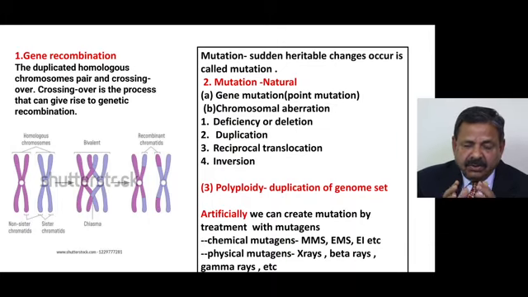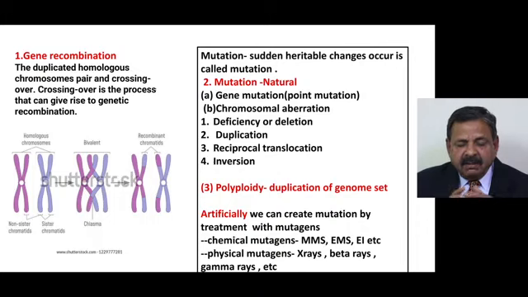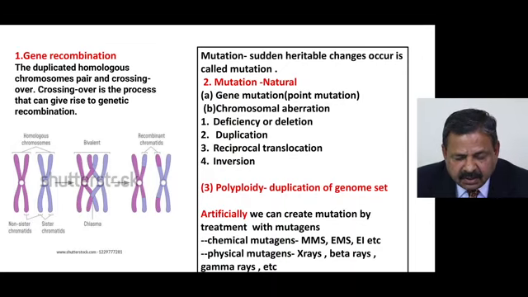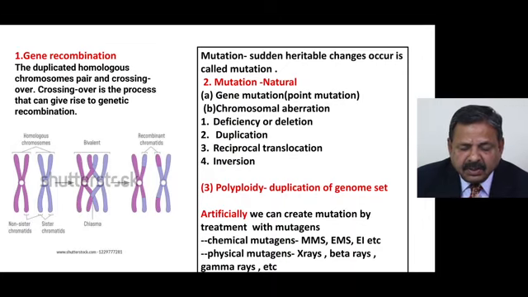At the time of meiosis, a type of cell division, there are two types of cell division. One is mitotic cell division, another is meiotic cell division, which we call reduction cell division. The meiotic cell division takes place in the reproductive cells, in the testes or in the ovaries, where the chromosome number is reduced to half.